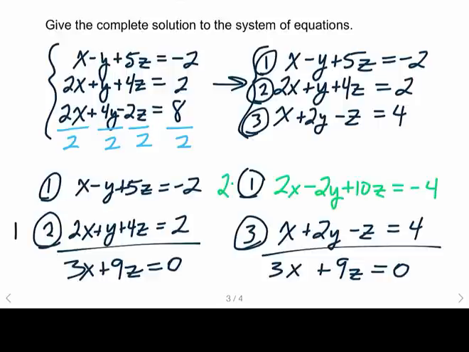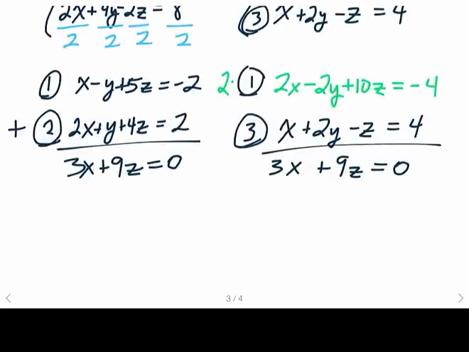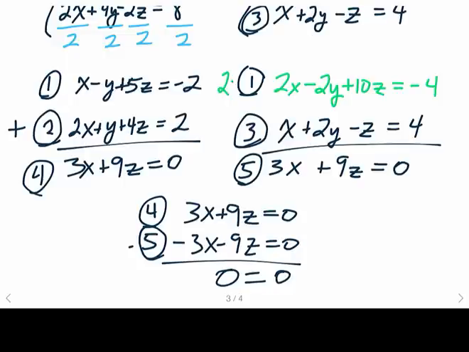Okay, so what I did is added equation 1 to 2 and got 3x plus 9z equals 0. Then I multiplied 2 times equation 1 and added that to 3, and I got, lo and behold, 3x plus 9z equals 0. I've got the same equation twice. That's indicative of a dependent system. If you really wanted to, you could number those equation 4 and equation 5, although they're the same, and take equation 4 minus equation 5. If I did that, it would be 0 equals 0 as a result. And it's an identity. And as soon as I see an identity, I know I have something that's dependent.